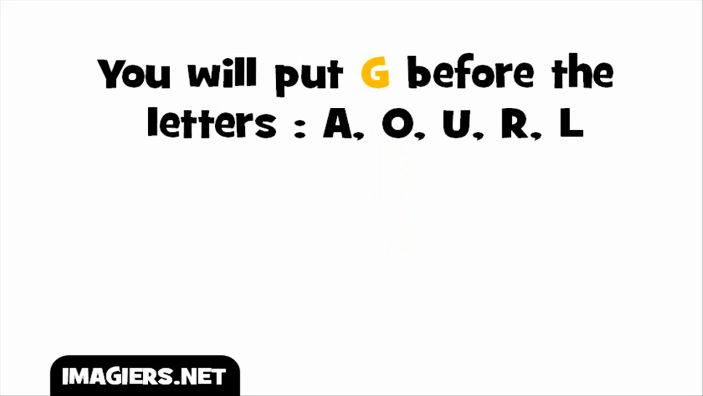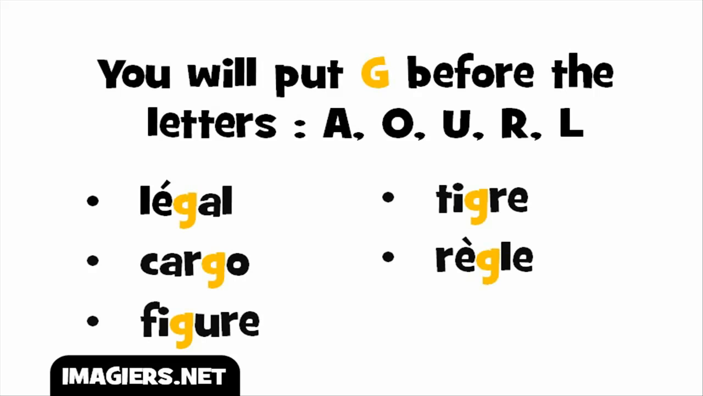You'll put G before the letters A, O, U, R, L, and only these letters. Okay, so we'll see a few examples now. Let's check the first one. You can see that you've got accent aigu there, and then you've got the vowel A, and between the two you get this G letter, and so you will pronounce this word légal, okay, légal.